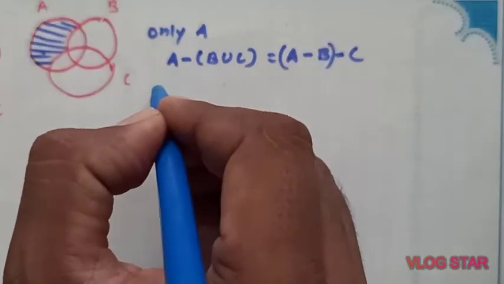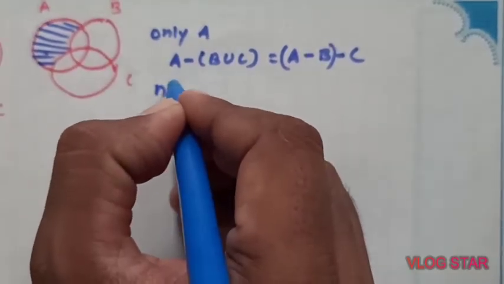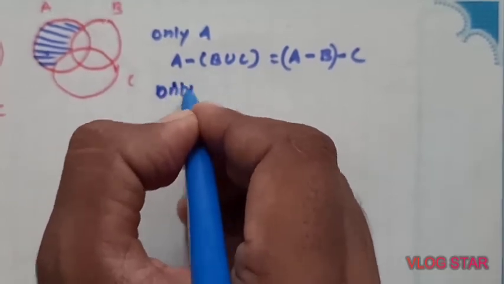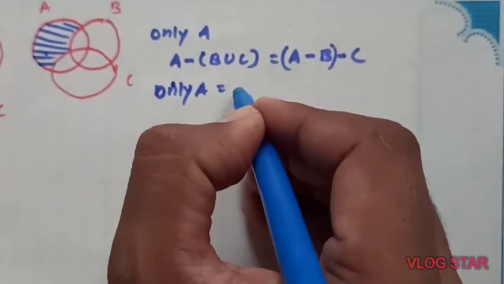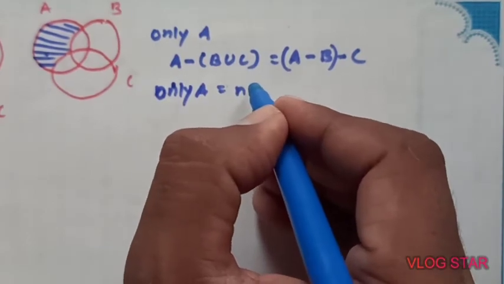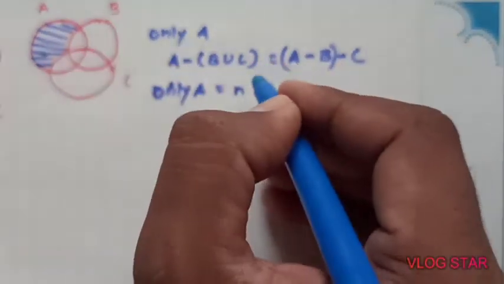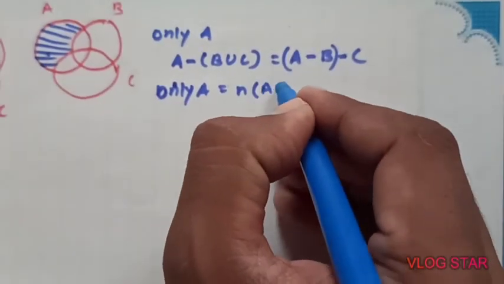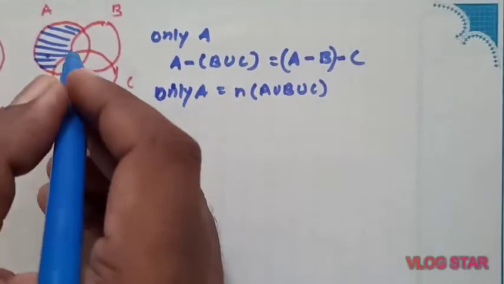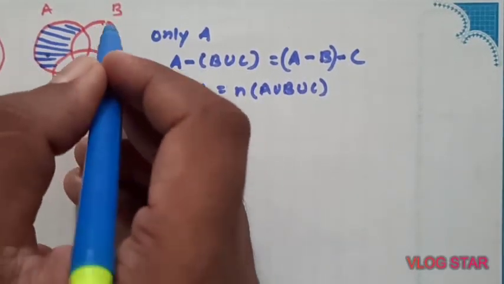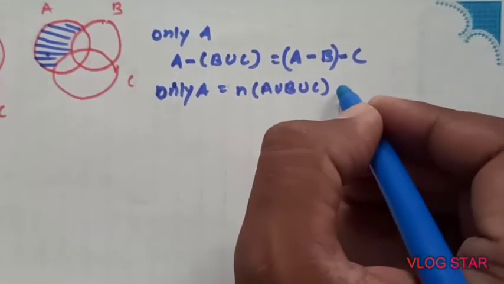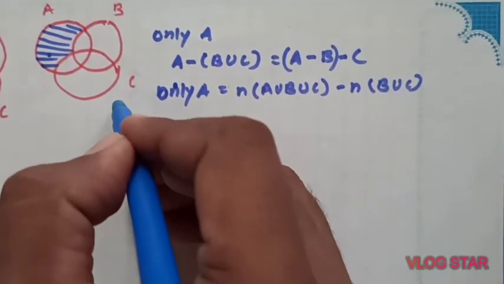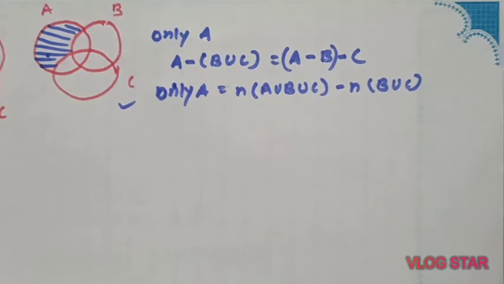But while counting, how can we write in numbers? If I want only A, then the number of elements can be written as: we will take the union of all three, n of A union B union C. From that minus the union of the other two, n of B union C. So like this also we can count the elements.